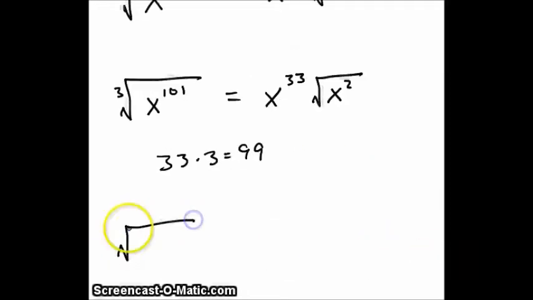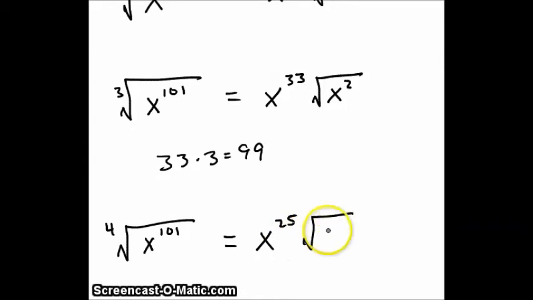If I had to do this with the 4th power, or sorry, the 4th root of x to the 101 power, I would take this 101, divide it by 4, and I would get x to the 25, and then on the inside I would have x to the 1st power. That's my remainder.